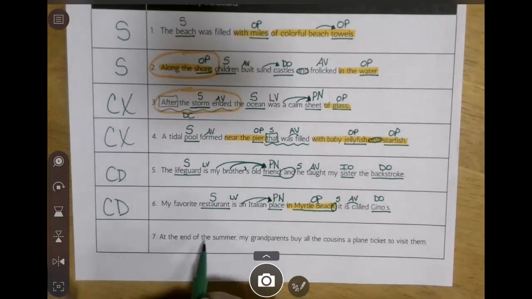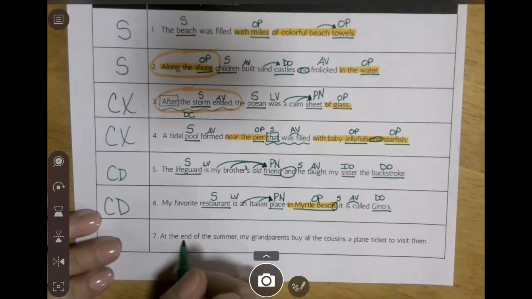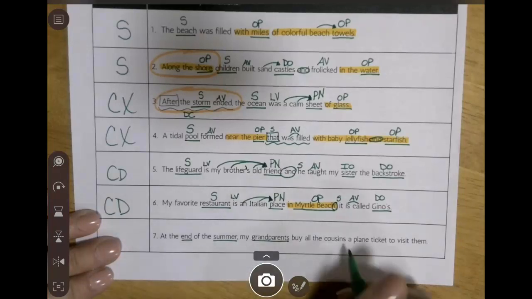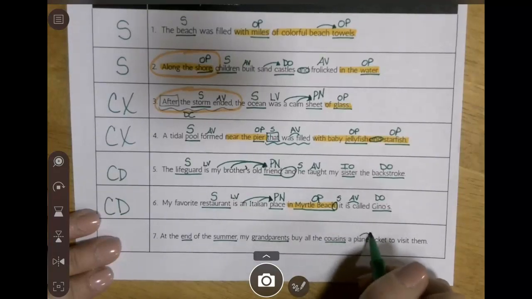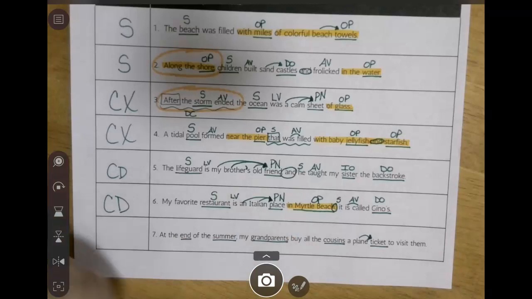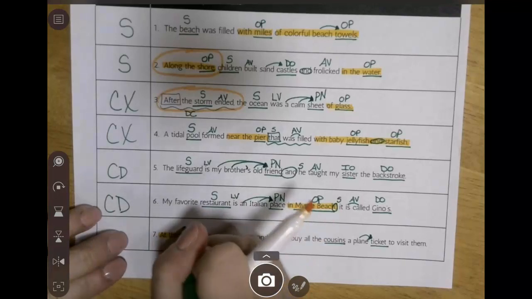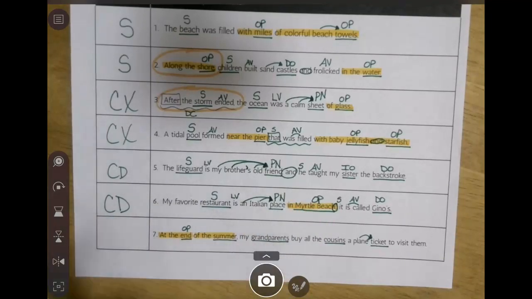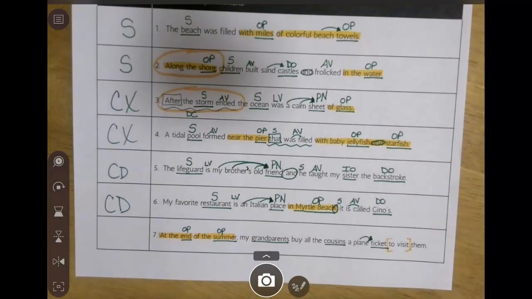And then the last one. At the end of the summer, my grandparents buy all the cousins a plane ticket to visit them. So I see end, the summer, grandparents, cousins. I see plane ticket. In this case, plane is describing what kind of ticket, not a bus ticket, but a plane ticket. All right, so I'm going to go look for phrases. I see at the end, so that's an object of a preposition. Of the summer, so that's an object of the preposition. I see an infinitive over here, to visit, so I can ignore that.